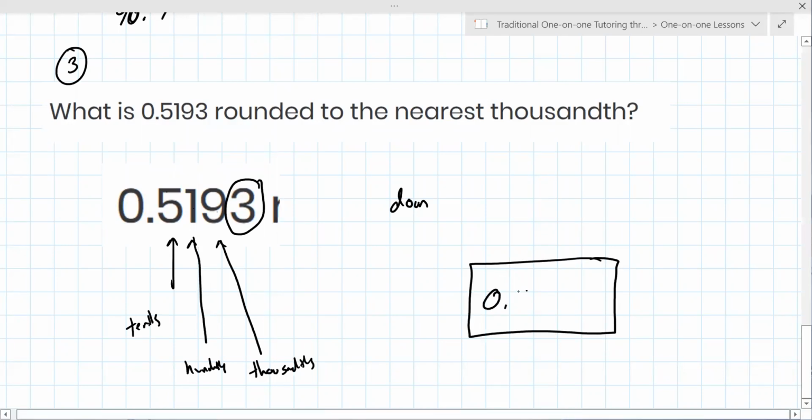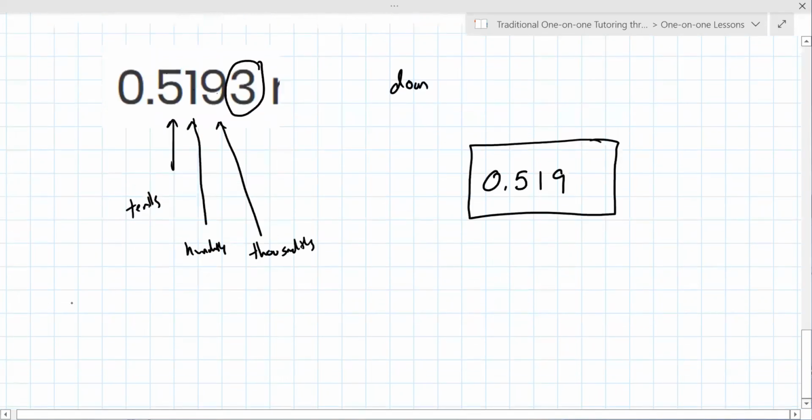0.5. What else is that? Is that it? There should be 19. 19. Good. Excellent. Okay. Let's look at the number again. Do you need to get this down?